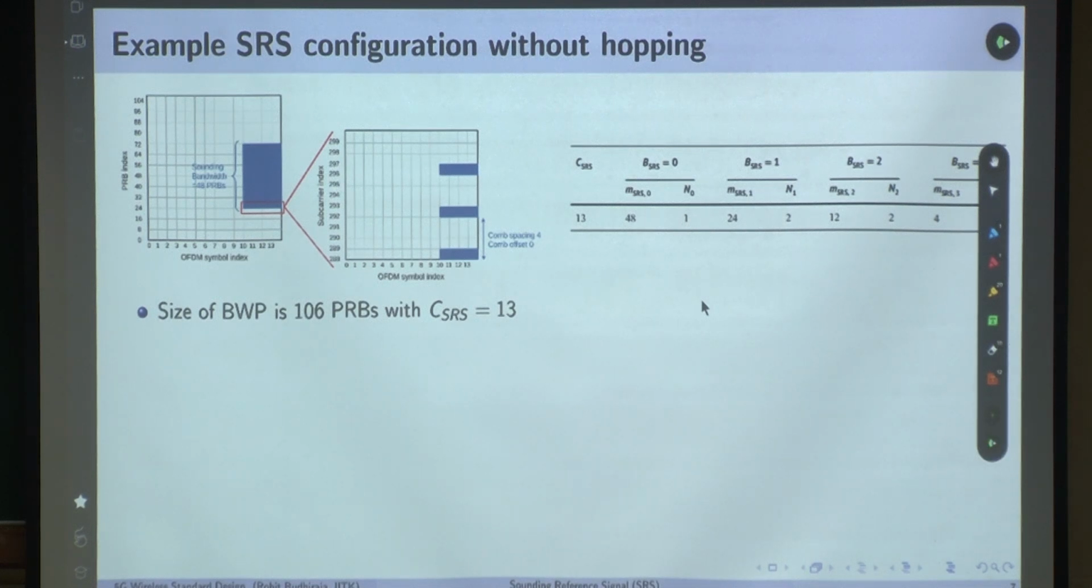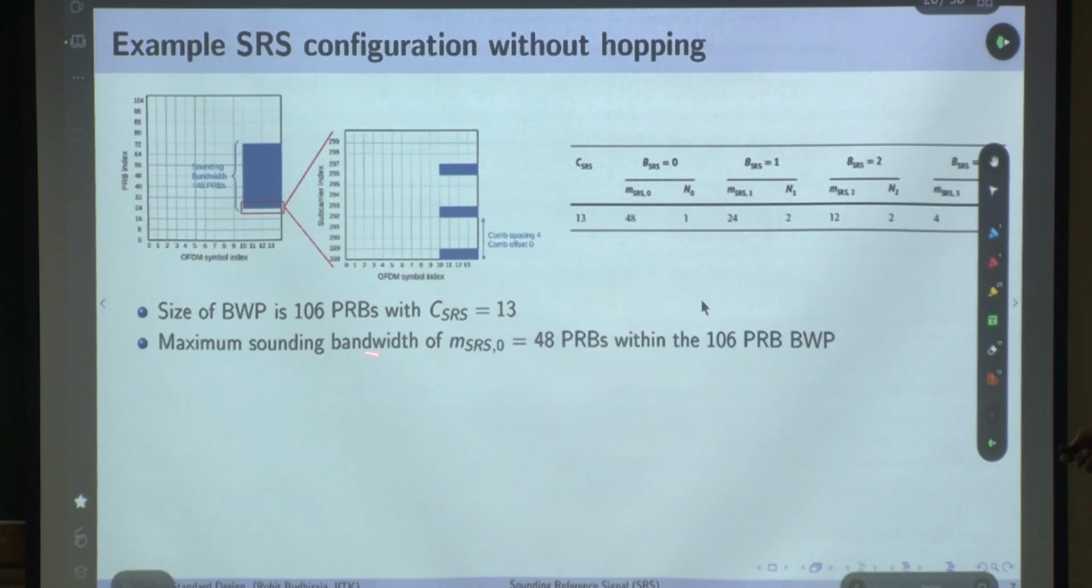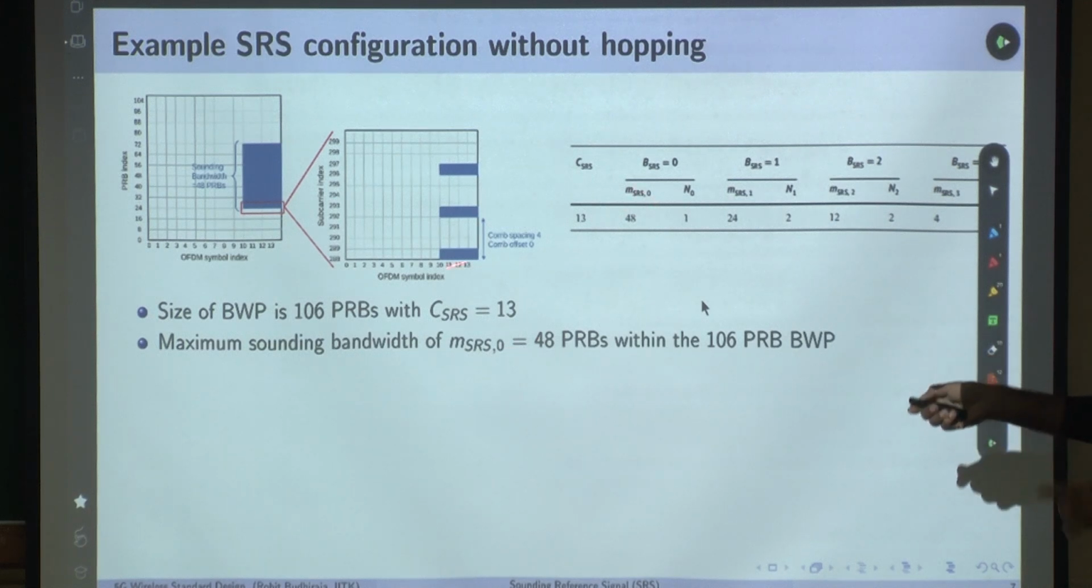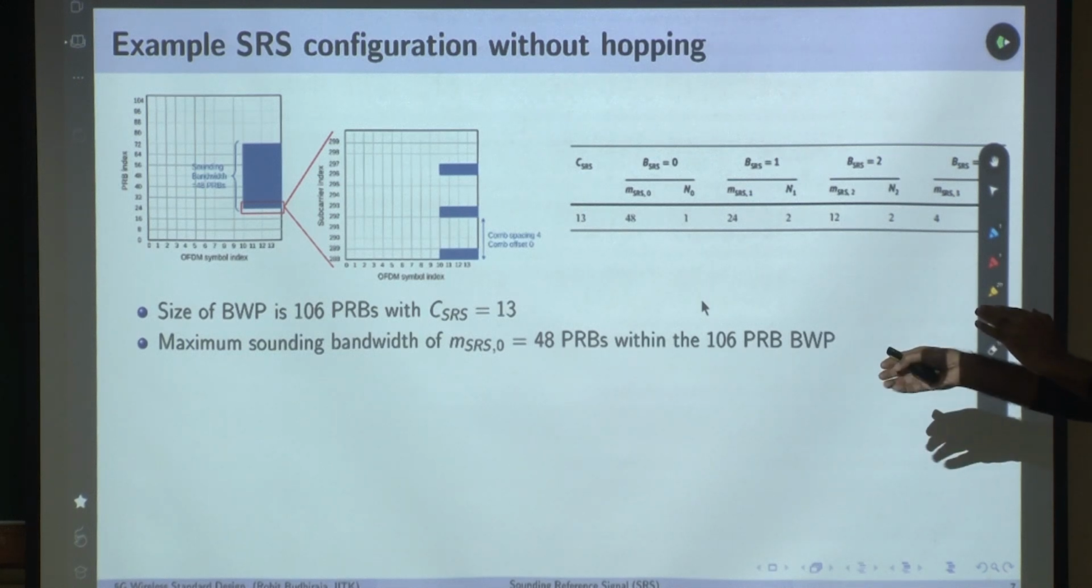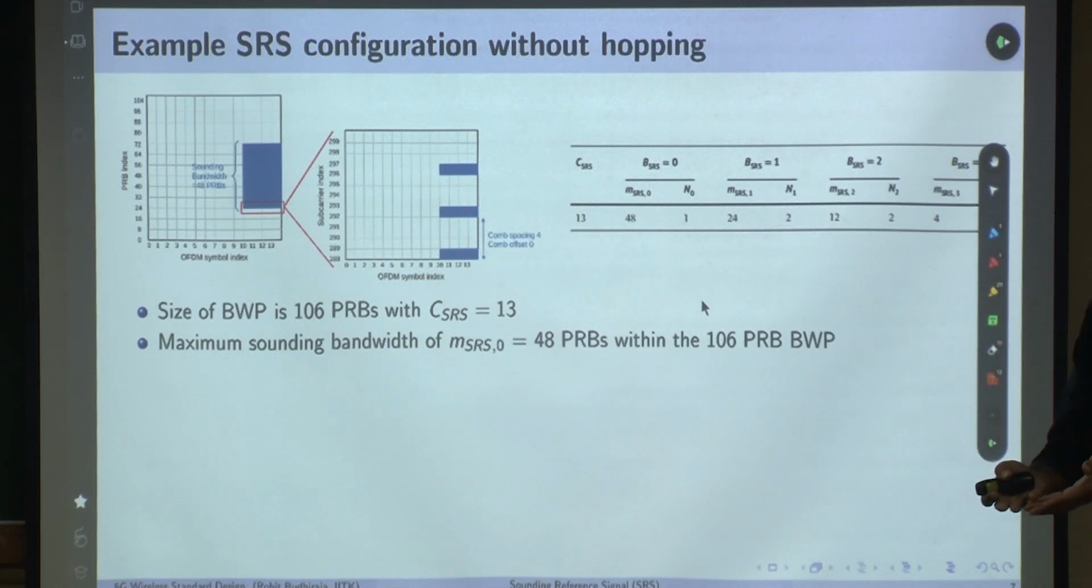Now it needs to decide whether this bandwidth part should be sounded without hopping or with hopping, and if with hopping, in how many hops. That's the next step, so that's what we are going to see now. The maximum sounding bandwidth is 48 PRBs, that's indicated using MSRS 0, within the 106 PRBs. And how is this MSRS 0 decided? Using CSRS. That's how it has picked CSRS as 13. Otherwise, it would have picked some other CSRS.